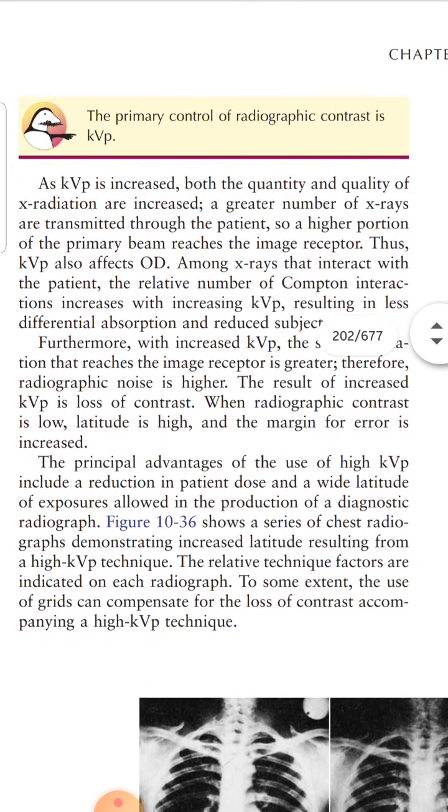The principal advantages of the use of high KVP include a reduction in the patient dose and a wide latitude of exposures allowed in the production of the diagnostic radiograph. Compared to the MAS, by increasing the KVP, the dose will definitely be lower than when we increase the MAS.